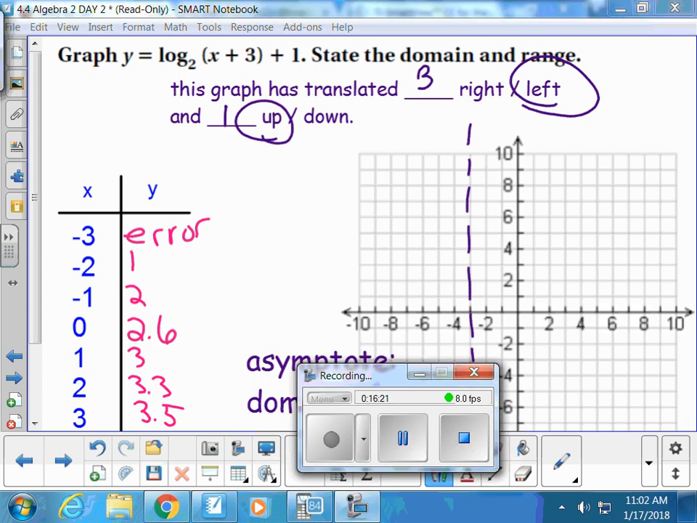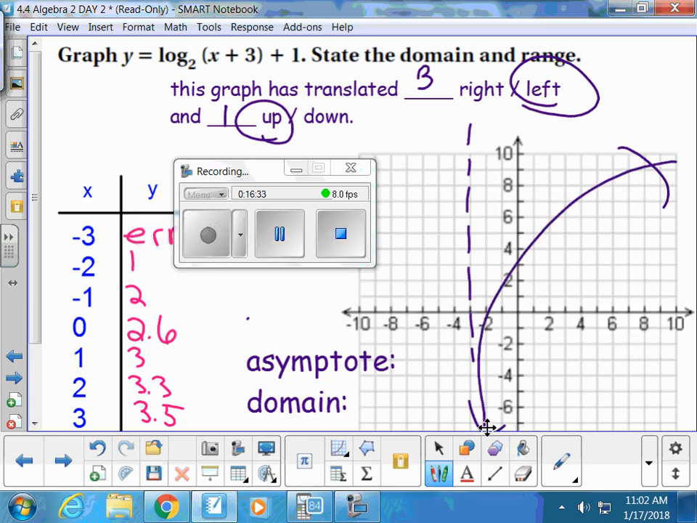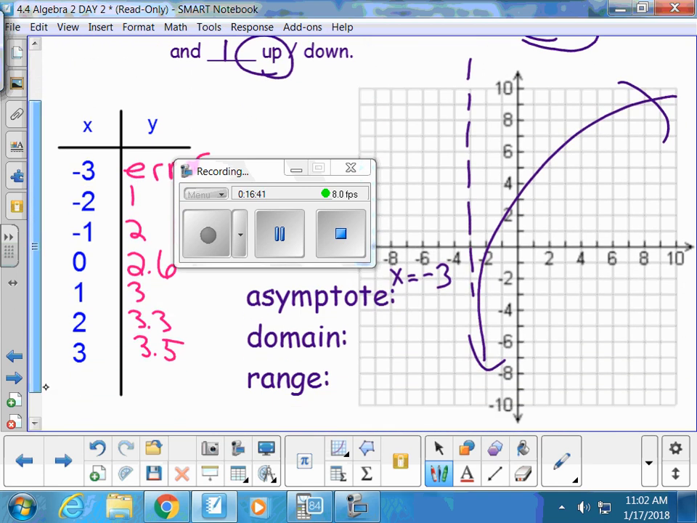Alright, so just to finish this up, if you click graph, you should see it's an exponential growth graph. But this time, I'm just going to do a rough sketch, not to make it perfect. We're running short on time. It's going to look like this. Your asymptote has moved, as we already discussed. It's at x equals -3. Your domain would be -3 to infinity, and then your range will be all real numbers. So that kind of completes that.